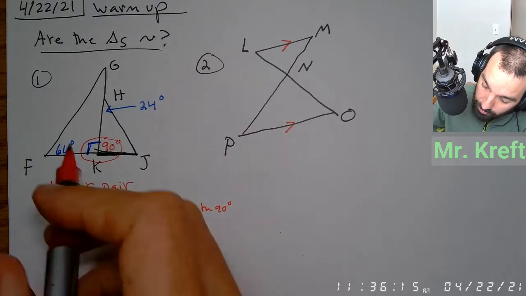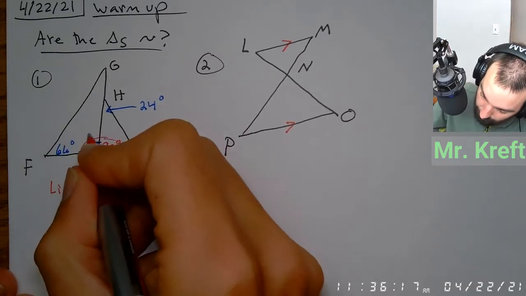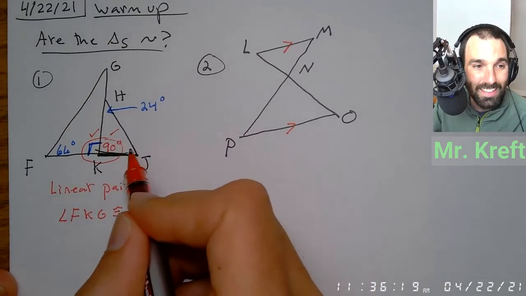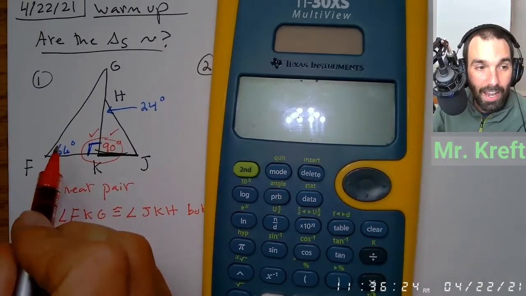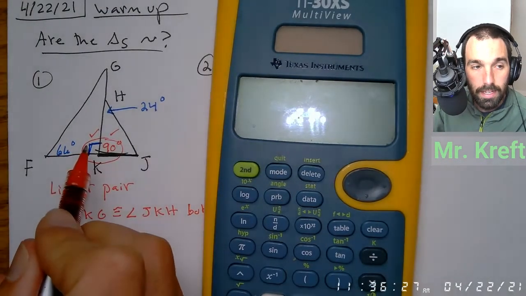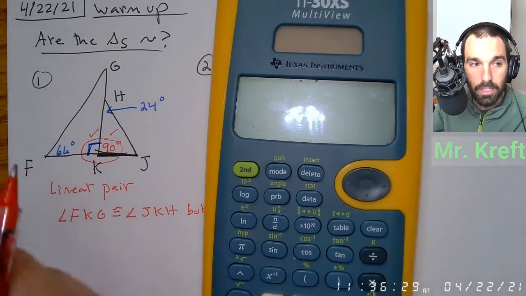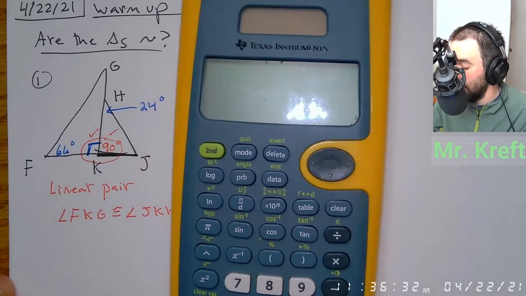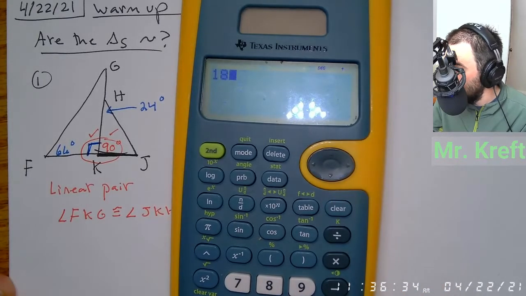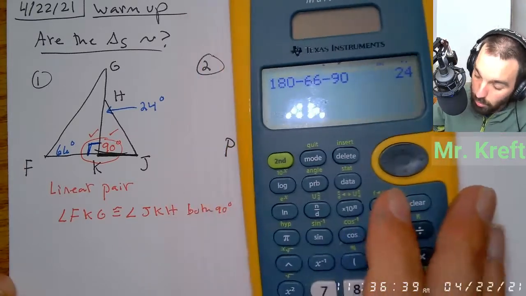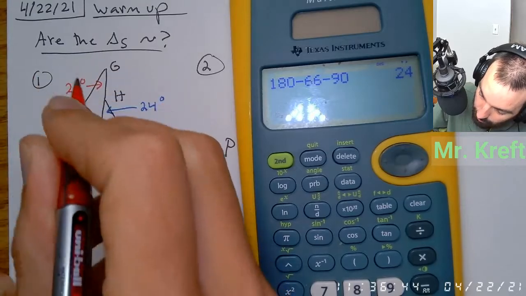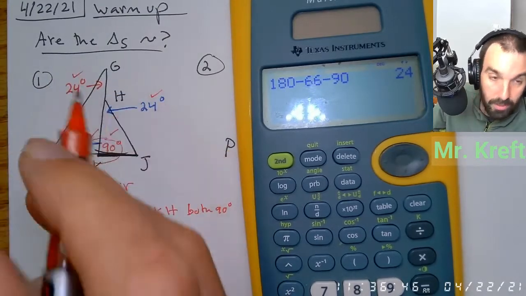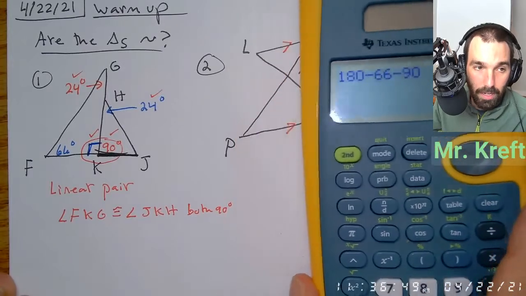So now I've got this pair, but we're missing another, because 66 and 24 aren't equal. What we have to remember for any triangle is that the angles in a triangle add up to 180. Not the sides, just the angles. So I can say 180 minus 66 minus 90 is 24. So this angle right here is 24 degrees. Boom, right there, we know that we have another pair.